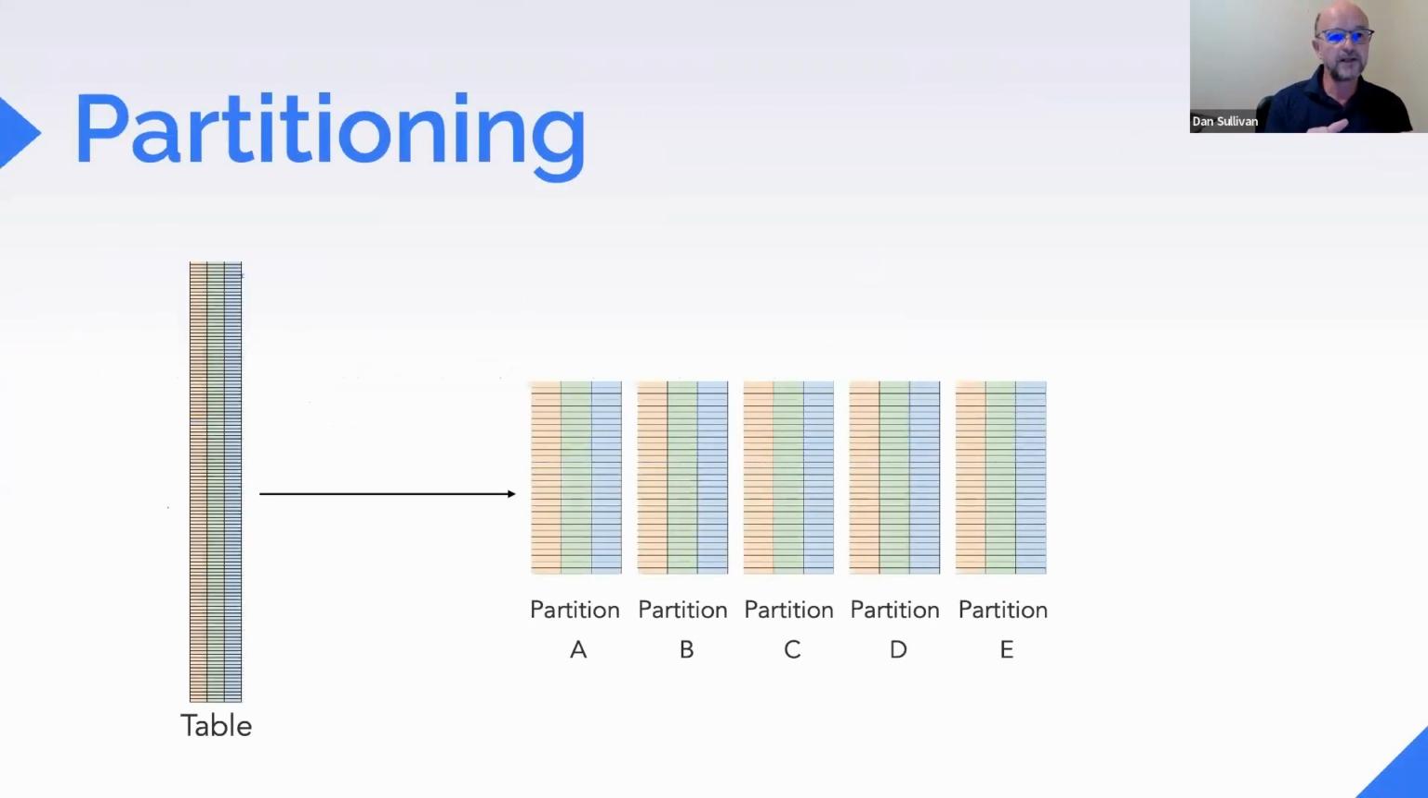Now, what partitioning does is it basically breaks up a large table into smaller chunks. For example, we could break up a large table into 5 partitions. And this is helpful because if you can quickly figure out which partition has the data you're looking for, then you can go directly to that partition. Because BigQuery spends a lot of time scanning data. That's its secret mechanism.